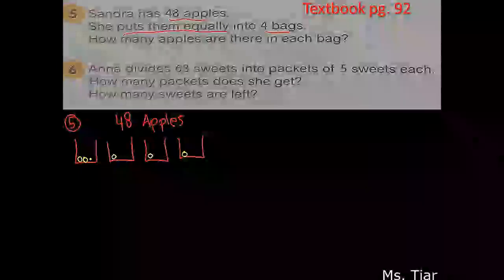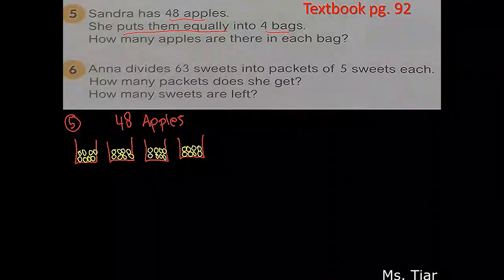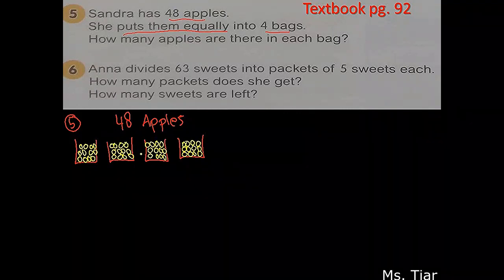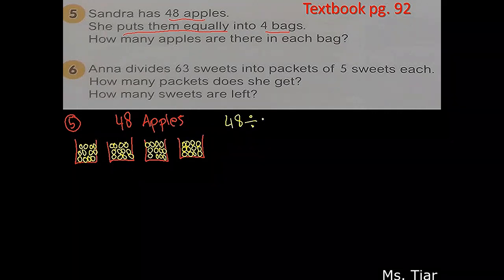What if we put 4 directly? 4, 4, 4, 4 times 4, 16. Not yet 48, right? Let's put another 4. 8 plus 8 plus 8 plus 8, 32. Not yet. What if we put 2 more? Let's make it 10. Oh, now we have 48 apples. So what is the question? The question is 48 divided by 4.